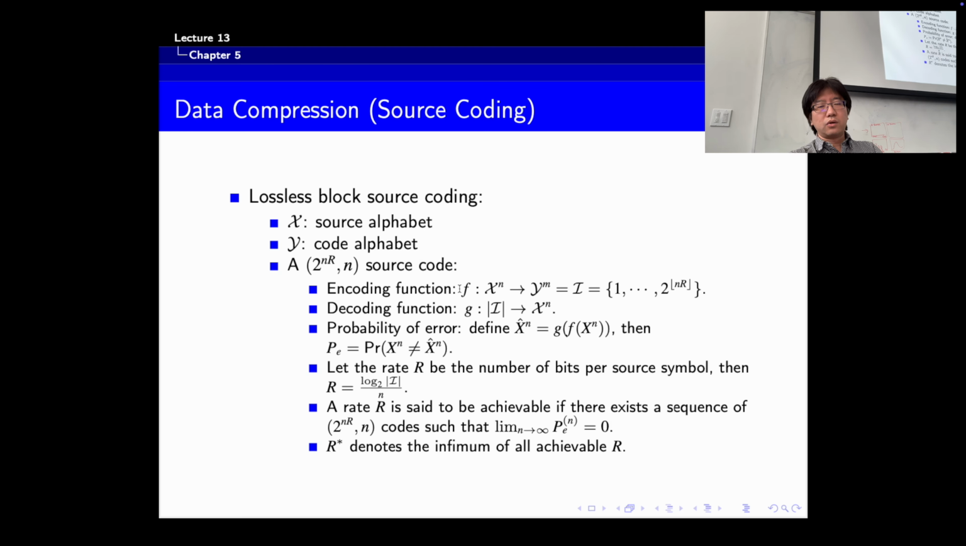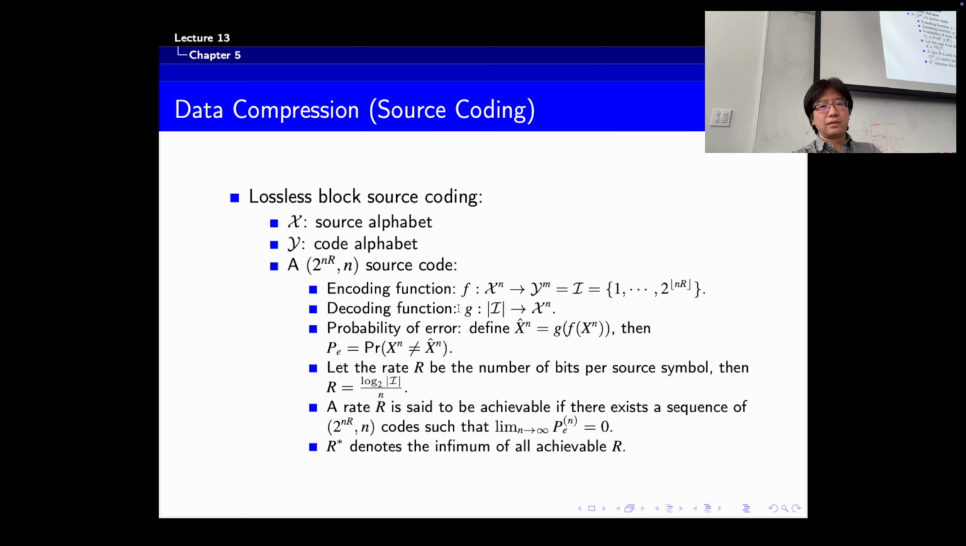And so the encoding function is nothing but a map from the source alphabet to the code alphabet, right? And clearly here we can see that if the cardinality of the code alphabet is less than the cardinality of the source alphabet, then we're going to have error, okay? And clearly, what we want is for the cardinality of the code alphabet to be less than the cardinality of the source alphabet. Otherwise, we don't have compression, right?